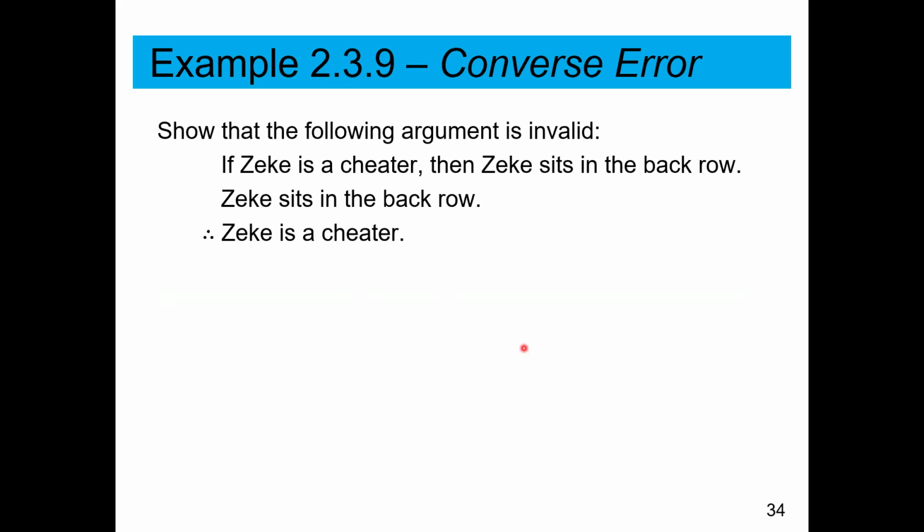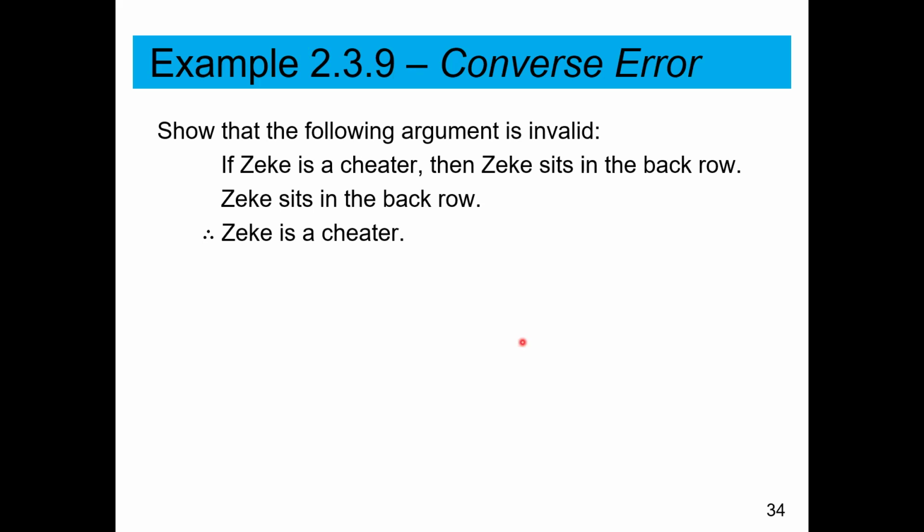Now, you and I can look at this and be like, no. We don't have enough information to say that he's a cheater. He could be a cheater. He also could just like to sit in the back row. Maybe there's a girl back there he wants to sit next to, or a boy, I don't know. Maybe there's someone just back there he really wants to sit by. Maybe he's more comfortable in the back row and doesn't want to get called on. I don't know anything about Zeke.